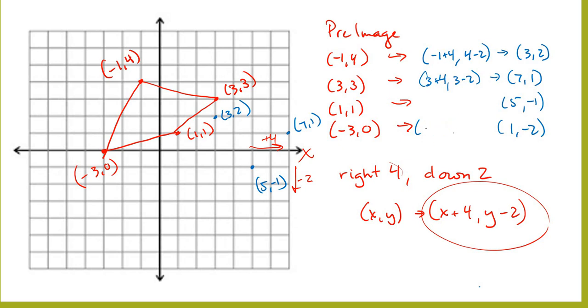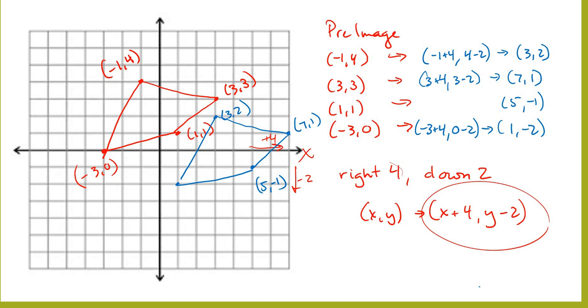No, I'm just going to have to, there we go. So -3 plus 4 and 0 minus 2. My apologies. Now I've got it right. So 1, -2. So let's take a look if I connect these. Hopefully I've got it right now. We can see that I have the same shape, but it's moved to the right 4 and down 2.